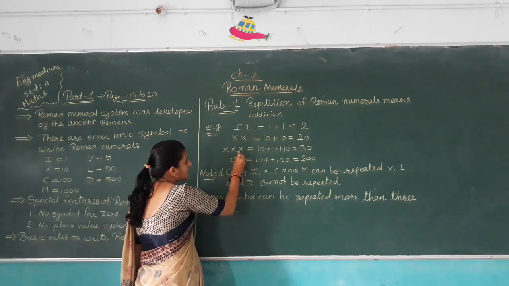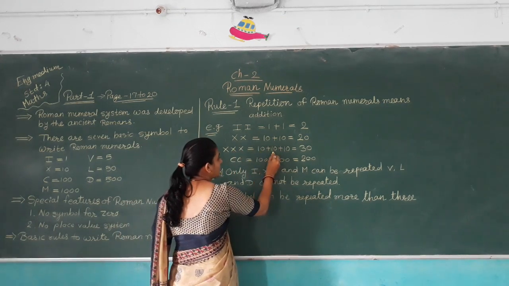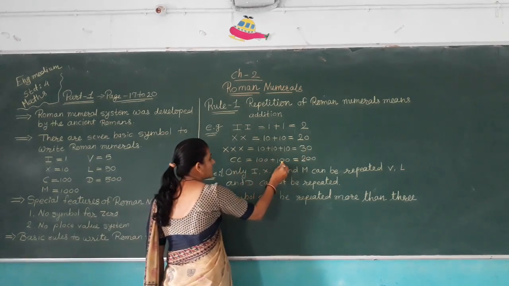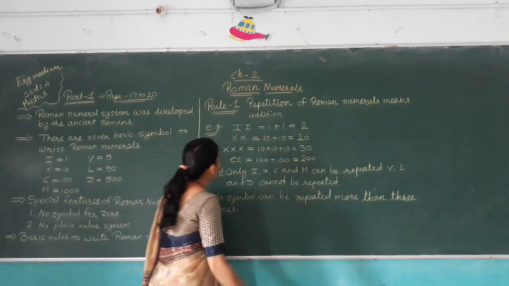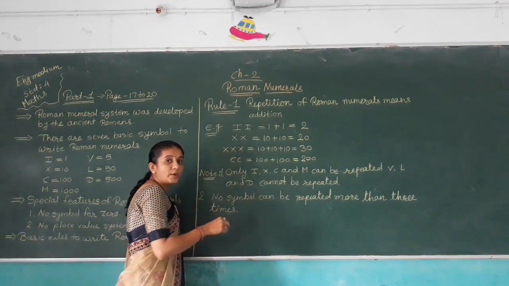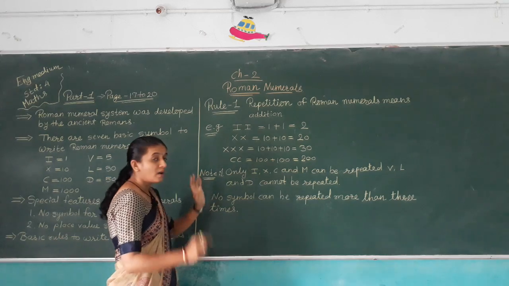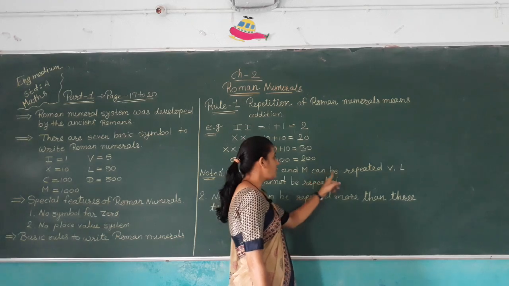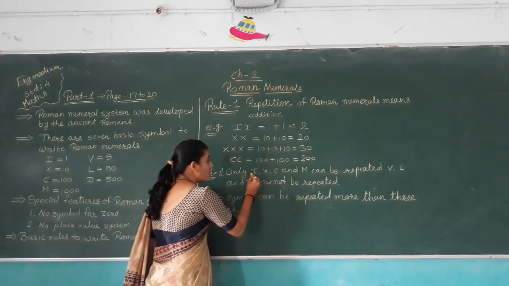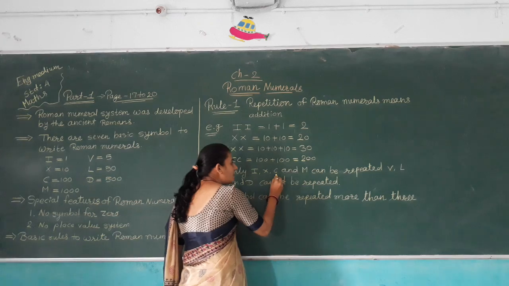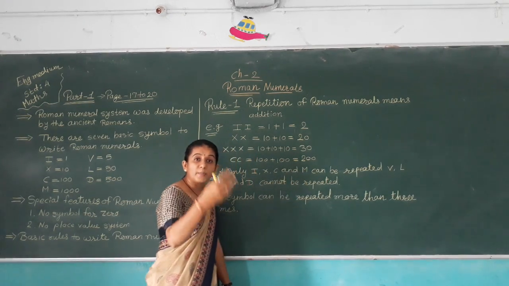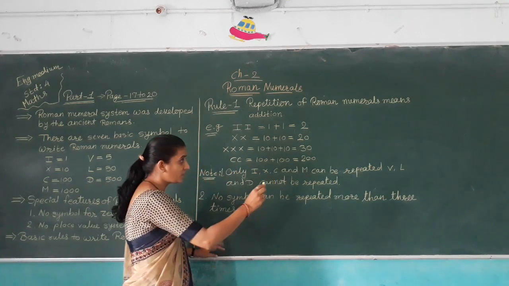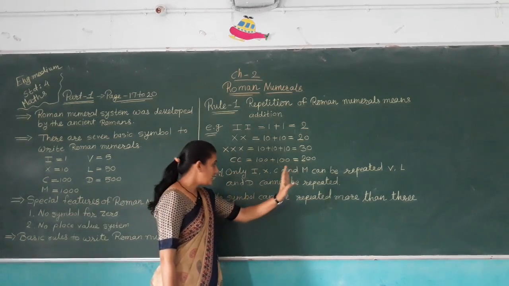XXX is equal to 10 plus 10 plus 10 is equal to 30. CC is equal to 100 plus 100 is equal to 200. Here we repeat one letter 2 times and 3 times. Note down in your mind, only I, X, C and M can be repeated. 1, 10, 100 and 1000 you can repeat, but V, L and D cannot be repeated.